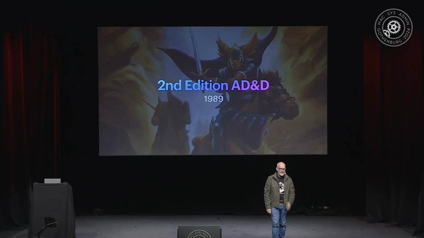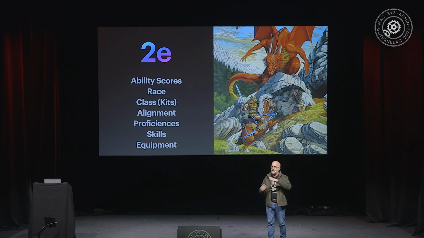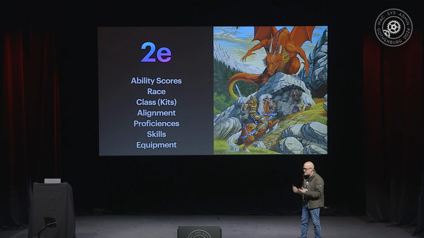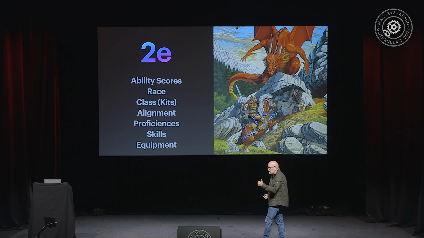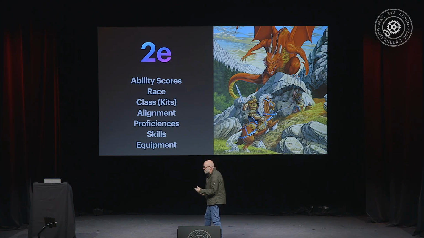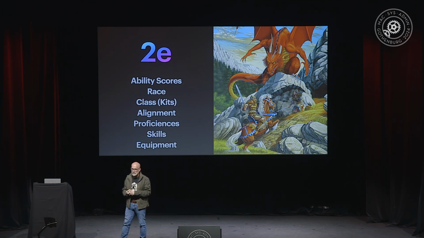Second edition comes out in 1989. This is when I was in college, so this is the edition I personally spent the most time in. But this expands the choices of character creation quite a bit, right? Responding to these restrictions and limitations that are in there. Second edition makes character creation much more flexible. So you still have ability scores. You do those first. You pick your race, pick a class. There's a similar number of classes, but it expands through lots of supplements.